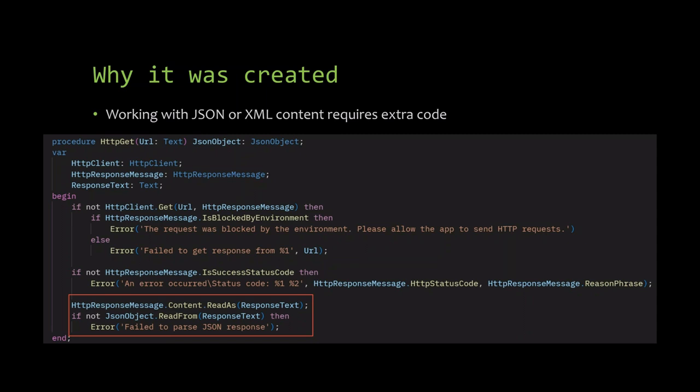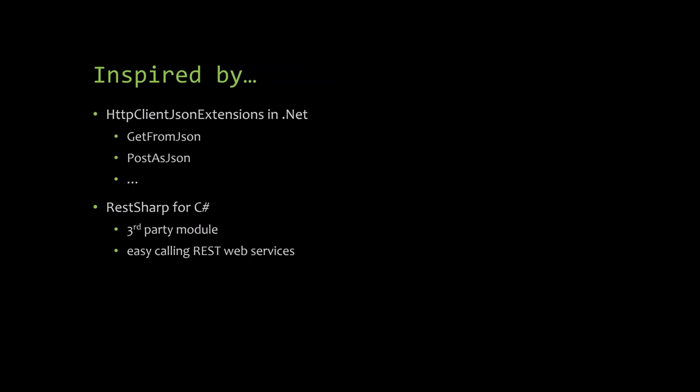But I was actually inspired by two things. We have in .NET the HTTP client JSON extensions, which are functions like get from JSON and post as JSON. Well, officially they are called GetFromJsonAsync and PostAsJsonAsync. But those functions are not just calling a web service, they're also transforming the response into JSON for you, so you don't have to do all the plumbing yourself.